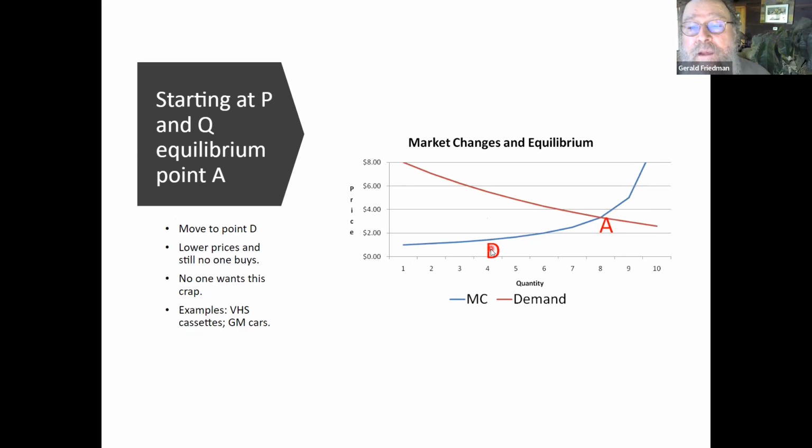Going from A to D, lower prices, but people still don't buy the stuff. No one wants it. They figured out that VHS sucks, that GM cars aren't very good. Demand has gone down.